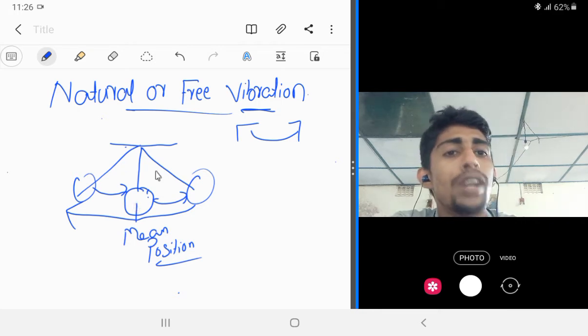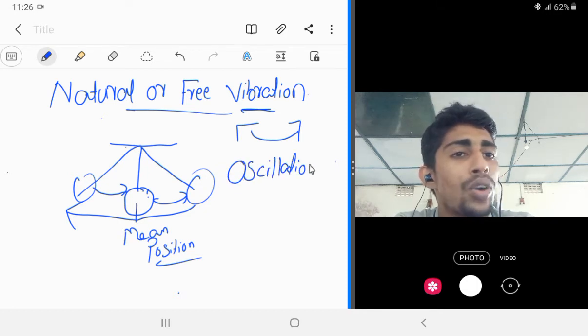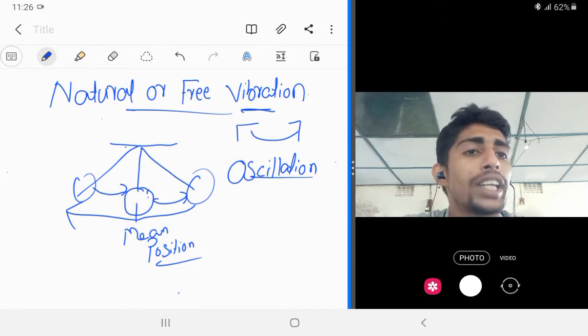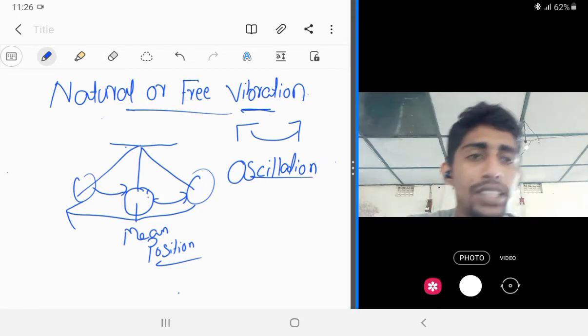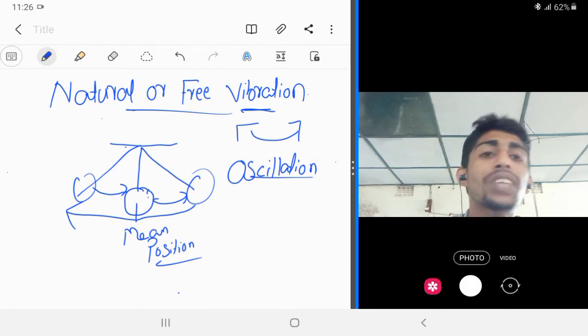That full movement is known as oscillation. That is known as oscillation. One complete movement, that is known as oscillation. Clear?